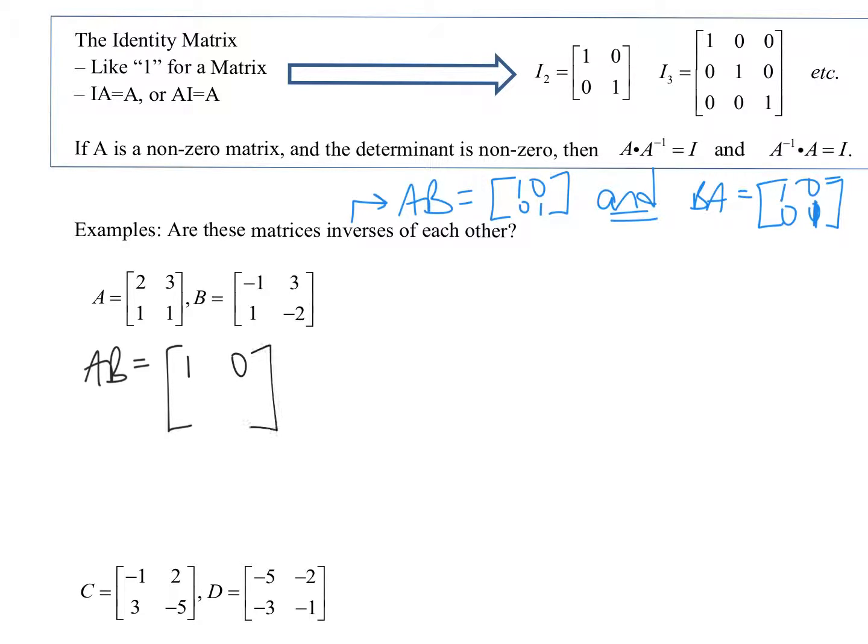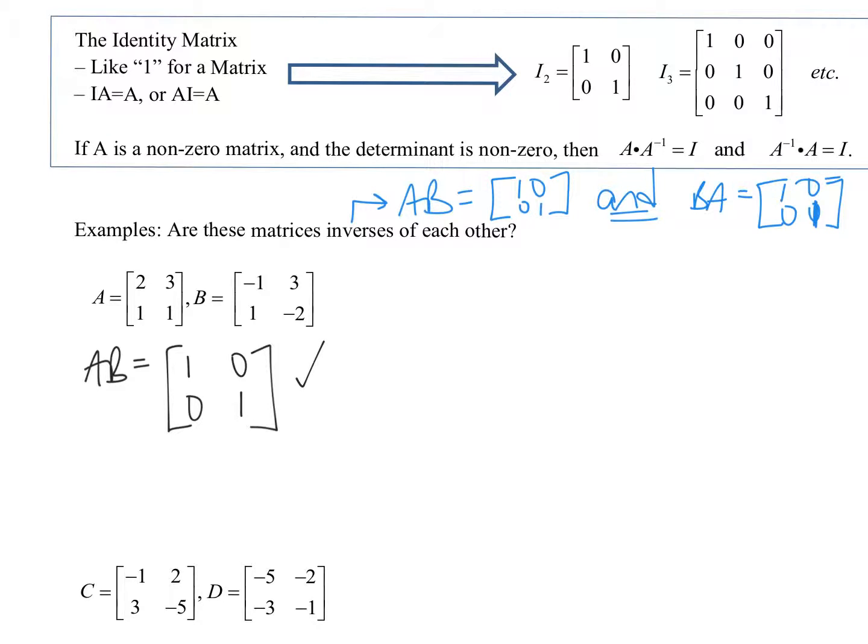That gives me 0. Now I'm going to go across down. This is going to be negative 1 plus 1, which is 0. And I'm going to go across down. So 1 times 3 is 3, plus negative 2 is 1. Okay, now I have to do BA.